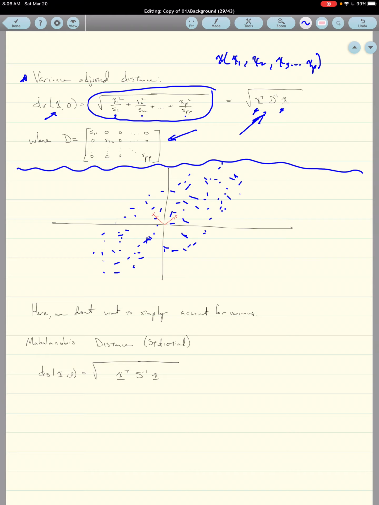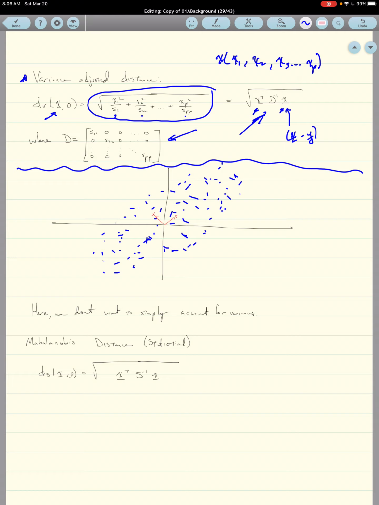And you can show that our rules for distance are preserved. So it's always going to return a positive number, and the only way we're going to get 0 out is if we plug in the 0 vector, or if this is replaced by x minus y, if those two things are equal. Okay, so that's variance adjusted distance.